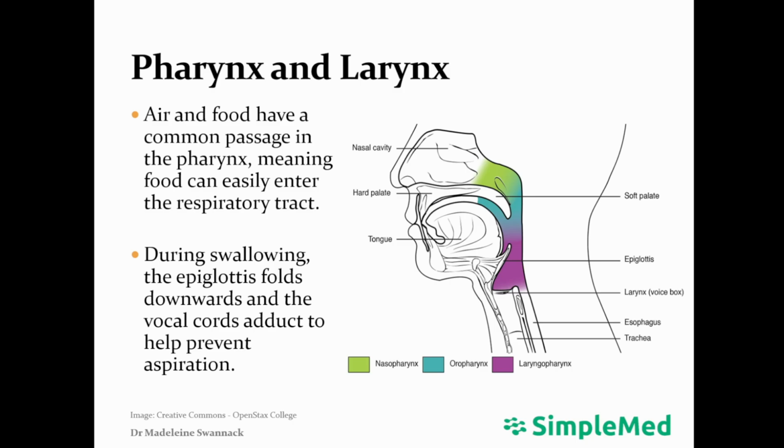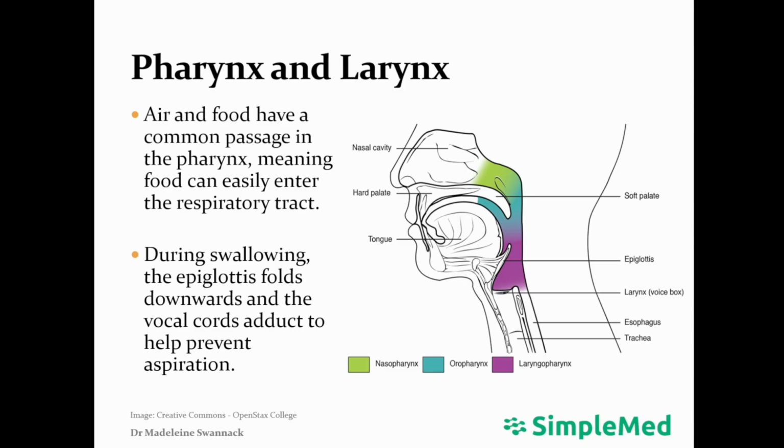In the pharynx, air and food have a common passage, connecting the nasal and oral cavities to the trachea and esophagus. Both the pharynx and larynx work together to ensure food enters the esophagus and air enters the trachea. The vocal cords are found within the larynx. During the process of swallowing, the laryngeal inlet becomes narrowed. The epiglottis folds downwards, and the vocal cords adduct or move together to close off the entrance to the trachea. This helps prevent food from entering the trachea.